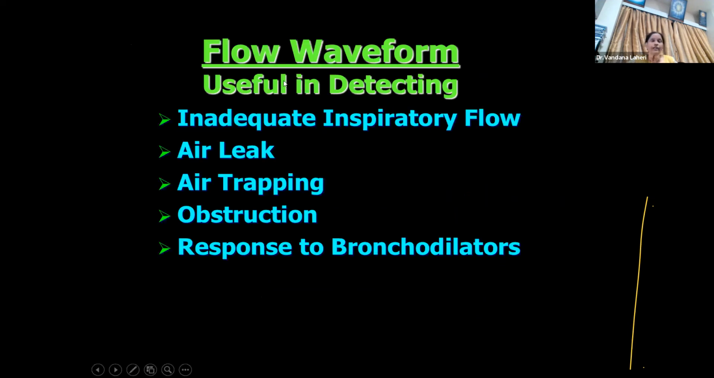So what all can you diagnose from flow waveform? You can take a screenshot or you can write your notes. It is useful in detecting inadequate inspiratory flow, air leak, air trapping, obstructed breathing, and response to bronchodilators. So these things you can diagnose just on flow waveform, flow versus time.